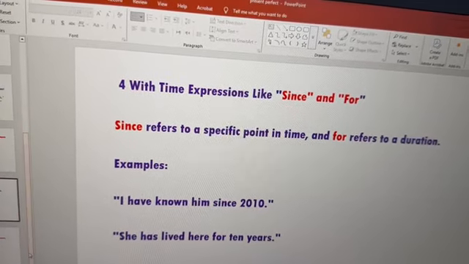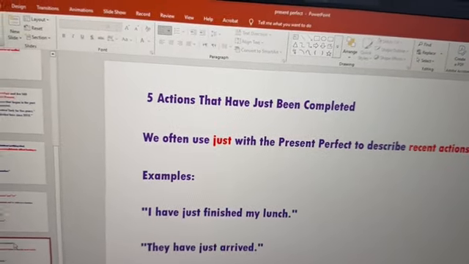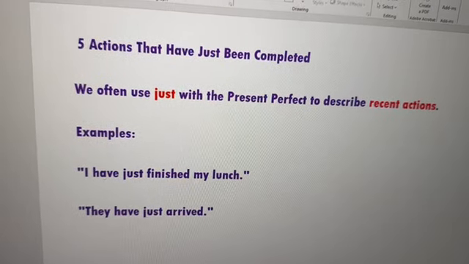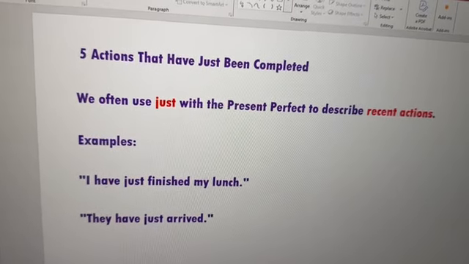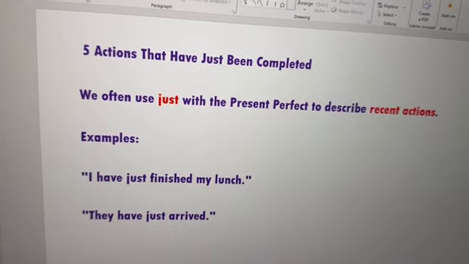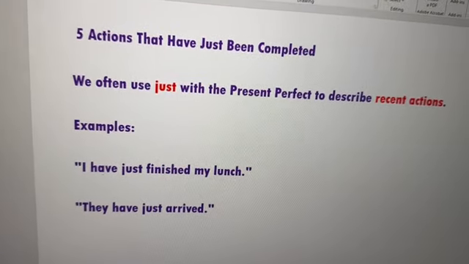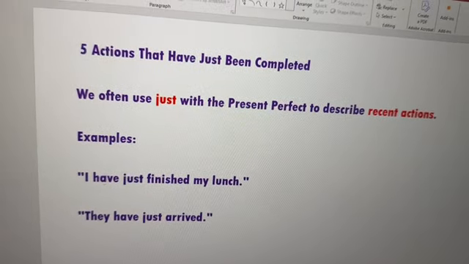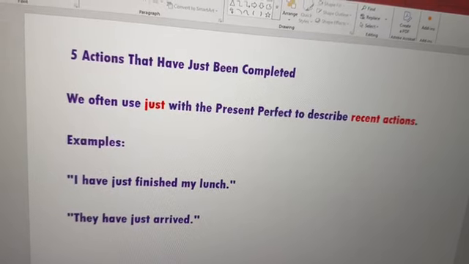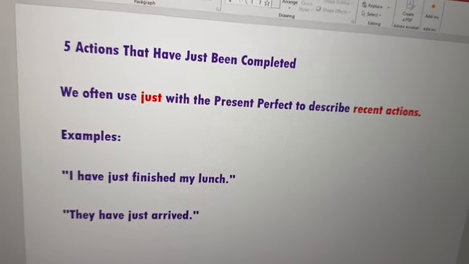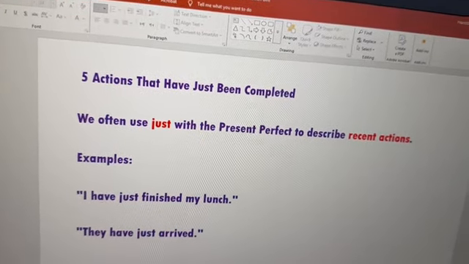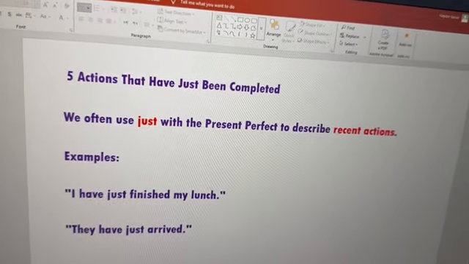And also we have the fifth usage, which is actions that have just been completed. We often use just with the present perfect to describe recent actions. Examples: I've just finished my lunch. Means recently. I recently finished, just like this, for example. I'm talking about the meaning. And they have just arrived. They have just arrived means recently. This happened recently, not for a long time.